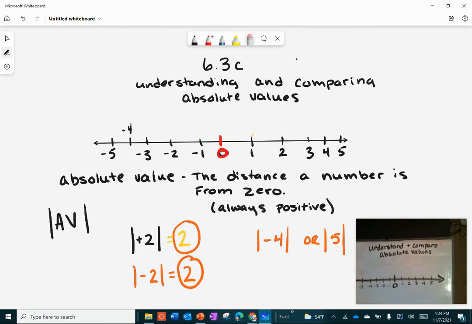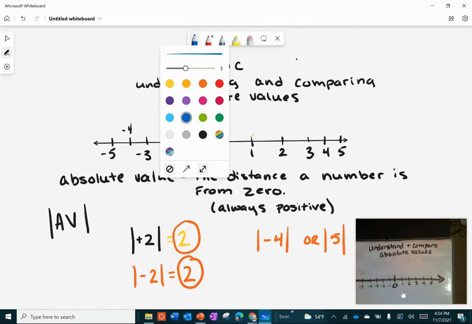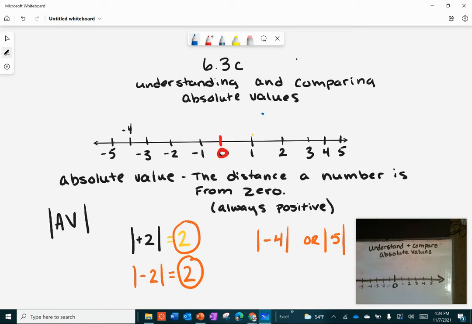Okay, so let's see how far negative 4 is away from 0. I'll do it in blue. Negative 4 is 1, 2, 3, and 4. So that is 4 away. So the absolute value of negative 4 is 4. All right, and then in green, we'll do the absolute value of 5. It's 1, 2, 3, 4, 5. It's 5 away from 0. Which one's more, 4 or 5? 5 is more. So 4 is less than 5. So the absolute value of negative 4 is less than the absolute value of 5.